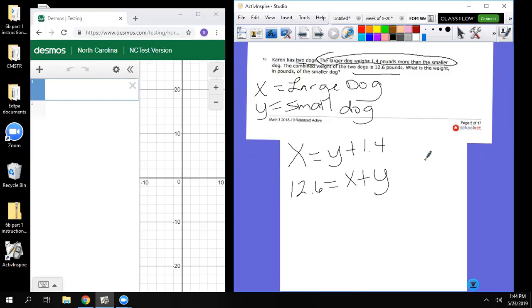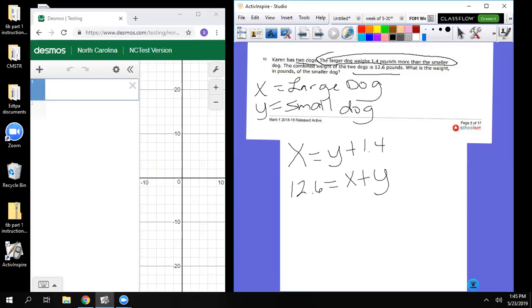So in this case, I'm going to go ahead and use elimination, but I have to rearrange my equations to do so. So the first thing that I'm going to rearrange is the equation here at the top, okay? You could also use substitution if you wanted to, where you could sub in y plus 1.4 for x here. Either way, it's perfectly fine. It's just not what I feel like doing. So I'm going to rearrange our top equation.